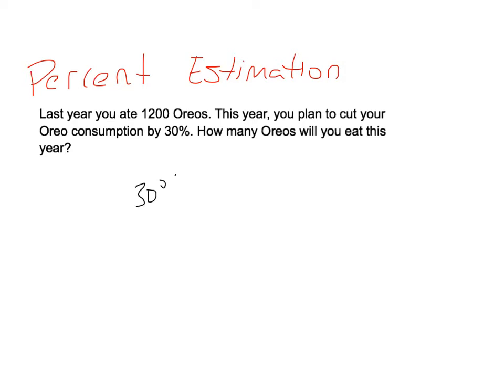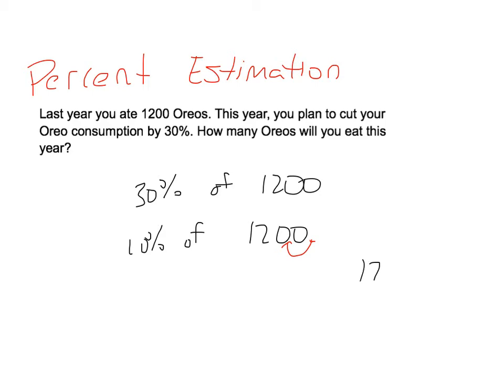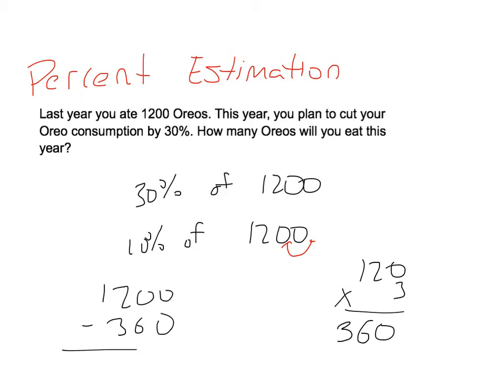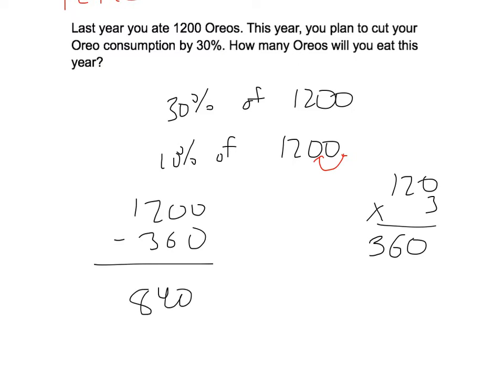Well, to find 30% of 1,200, since 30 can be reached by multiplying 10 times 3, let's figure out what 10% of 1,200 is, and then we'll just multiply it by 3. An easy way to find 10% of any number is to move the decimal to the left. So we know that 10% of 1,200 is 120. But we need 30%, so we take 120 times 3, which is like 100 times 3, which is 300, plus 20 times 3, which is 60, so you get 360. So that's how much you're cutting your Oreo consumption by, and then the last thing is to take 1,200 minus 360, which gets you 840.